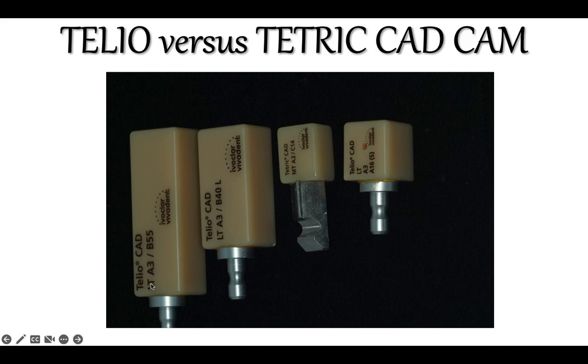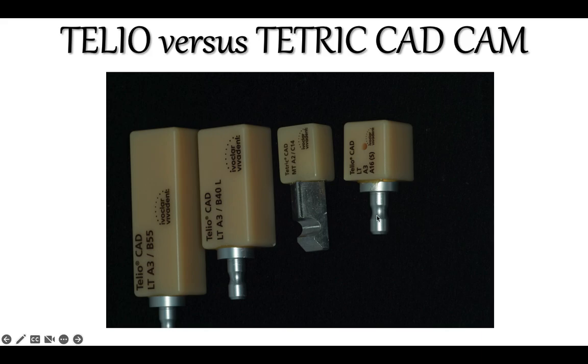So you have the Telio CAD. You can also have another larger and longer block, which is the B55. This is smaller. But in regard to the colors, they look the same. However, this is PMMA and this is resin. The Tetric is resin and the Telio CAD is PMMA. So just for you to know, when you are working you can get confused if you don't know what you have in your hands.